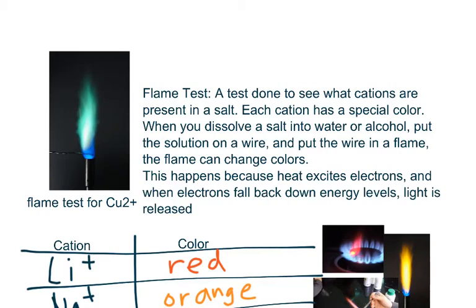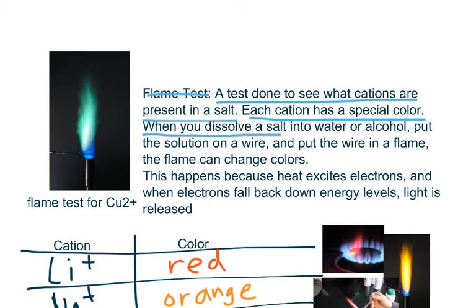Hey everybody, in this video, we are going to talk about the flame test, which is a qualitative or descriptive test, not involving numbers. So this is a qualitative test to determine what cations are present in a salt. So this test is done to see what cations are present in a salt, as I just said. Each cation has a special color.